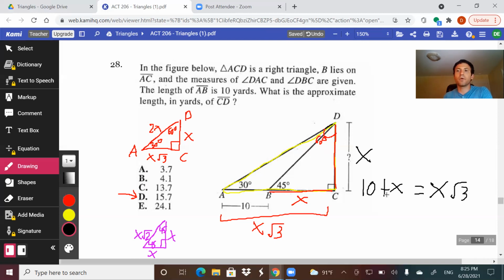So then if we want to figure out what x is, well, we know 10 equals x root 3 minus x. So that's like 1.7 something x minus x. And what we get when we do root 3 minus 1, or x root 3 minus x, is we're going to get 10 equals 0.732x. Divide 10 by 0.732.